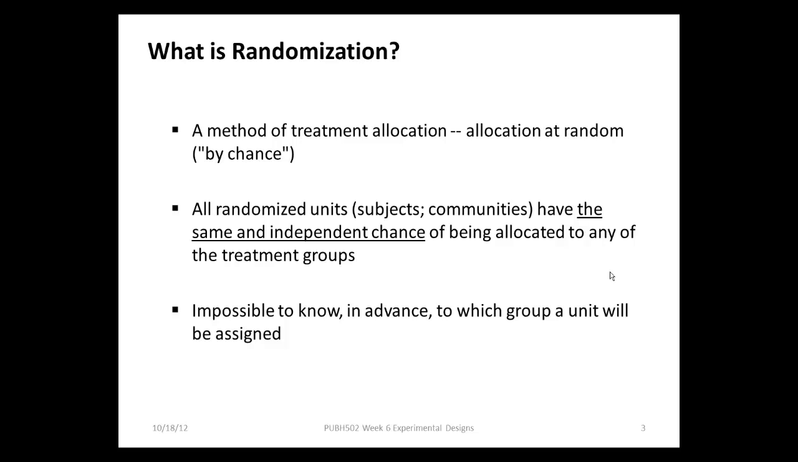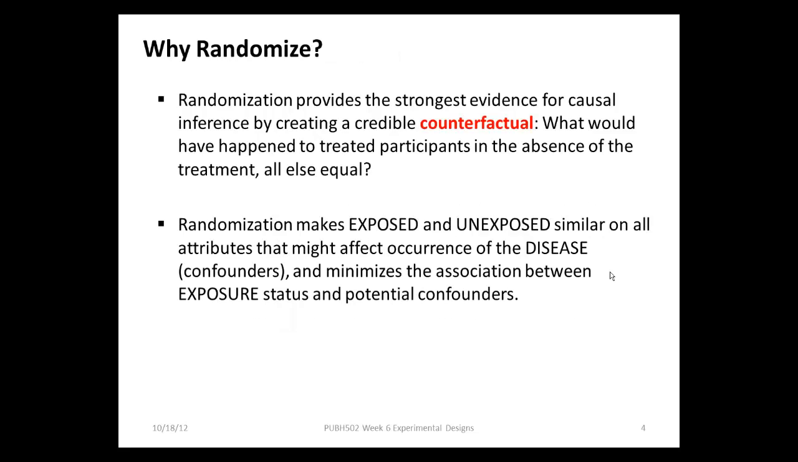First of all, it means every individual or group that's being randomized to treatment or control has the same chance, and an independent chance, of being allocated to the treatment groups. It also should mean in reality that if your randomization scheme is truly randomized, you have no way to know in advance which group a unit of randomization will end up in. And that's a very practical definition that's really important.